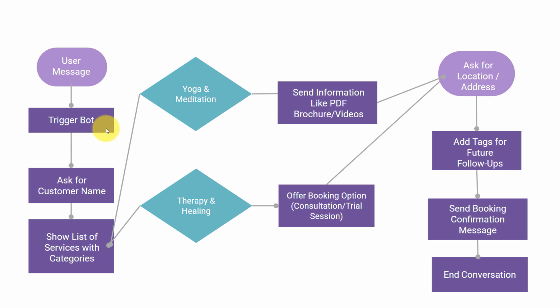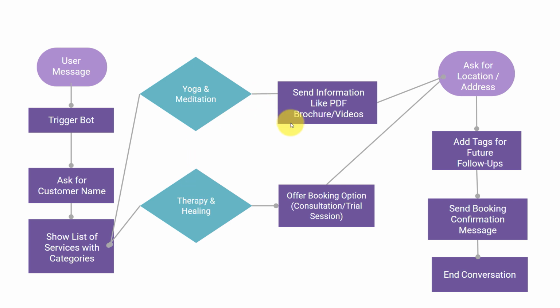The chatbot starts when a customer sends a message containing some specific keywords, alright? And as soon as the potential customer sends that keyword, the bot will be triggered. Then it is going to ask for the customer name right over here to personalize the conversation, and then it is going to present a structured list of services categorized into yoga, meditation and therapy and healing.